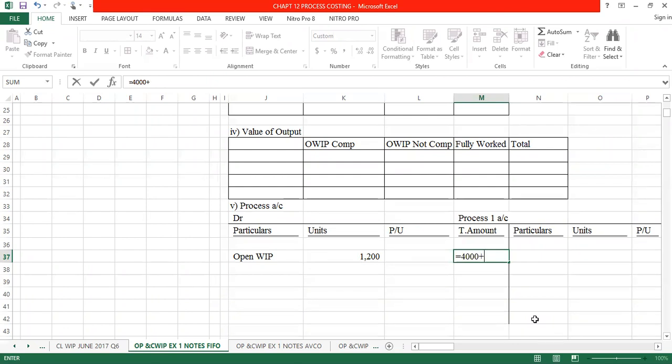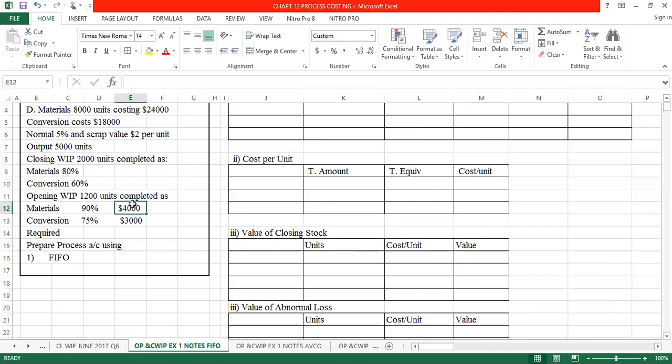So if you want to know how that was got, you just click the cell and you will see how we got that. So the opening, remember, you add those two. So when you add those two, let me just put for you the total here.